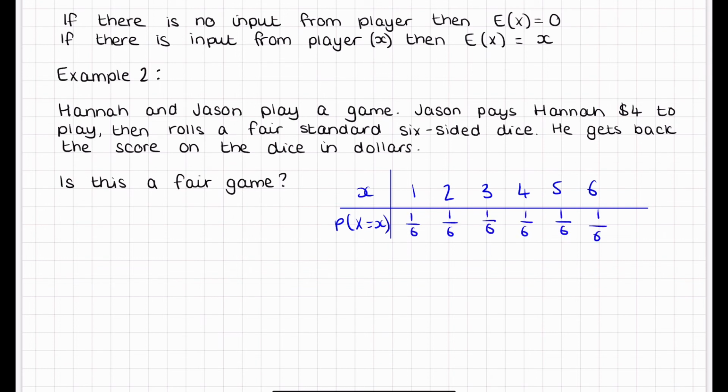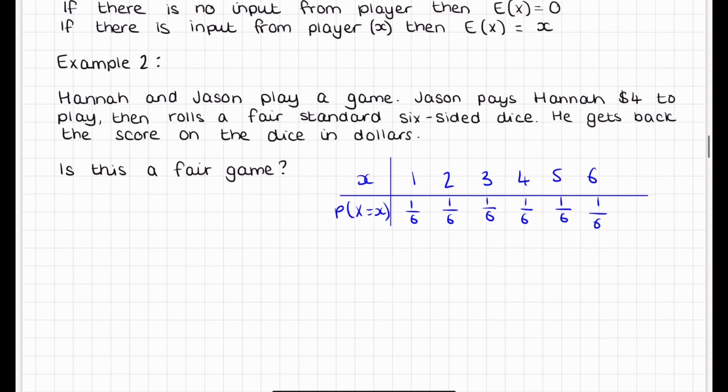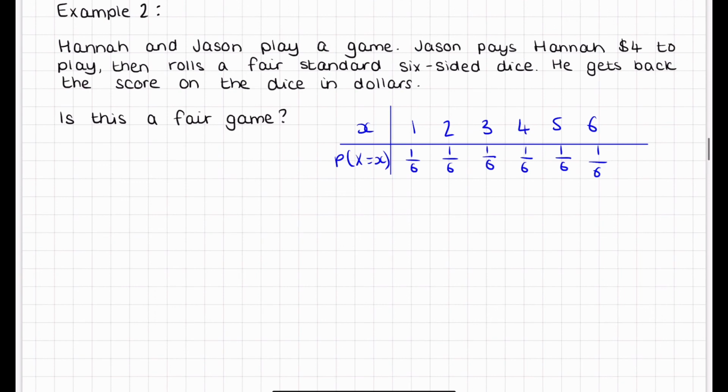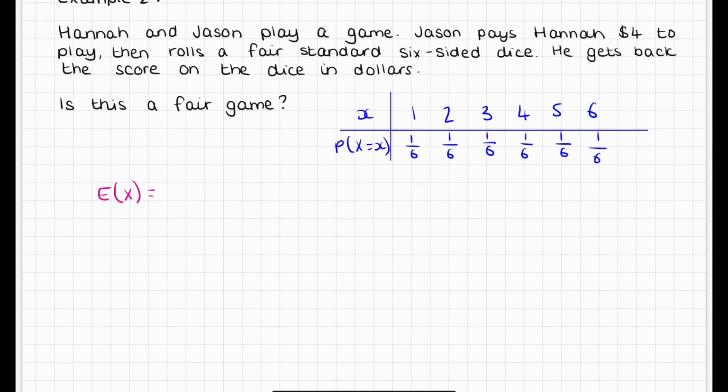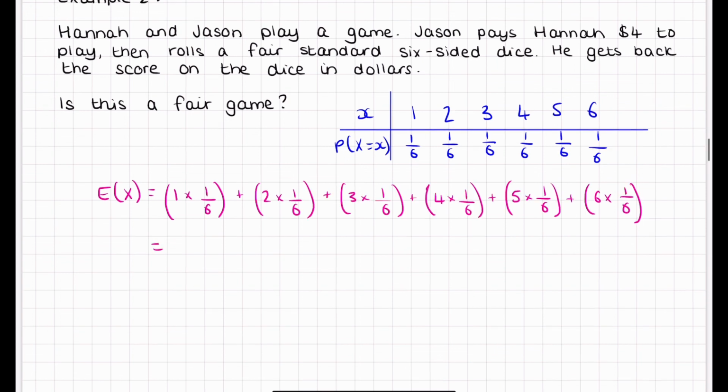So with this, we want to find the expected value. And if it's to be a fair game, then we want the expected value to equal 4, because that's how much Jason has paid to play the game. So remember, to do the expected value, we do each of our x's multiplied by the probability and add them all together. So we'd have 1 times 1/6 plus 2 times 1/6 and so on. When we work this out, we get an answer of 3.5.